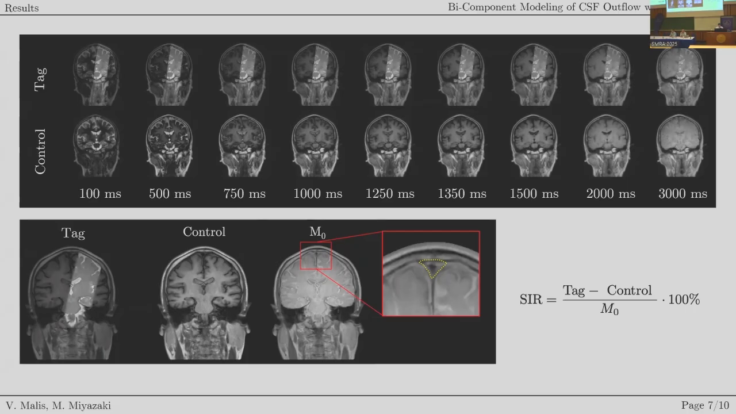The tag, control, and M0 images are those actually used for the calculation of the signal increase ratio. Zoomed in here for the M0, you can see the region that was utilized for the quantitative analysis, more specifically the superior sagittal sinus area, which is outlined here with a yellow curve.